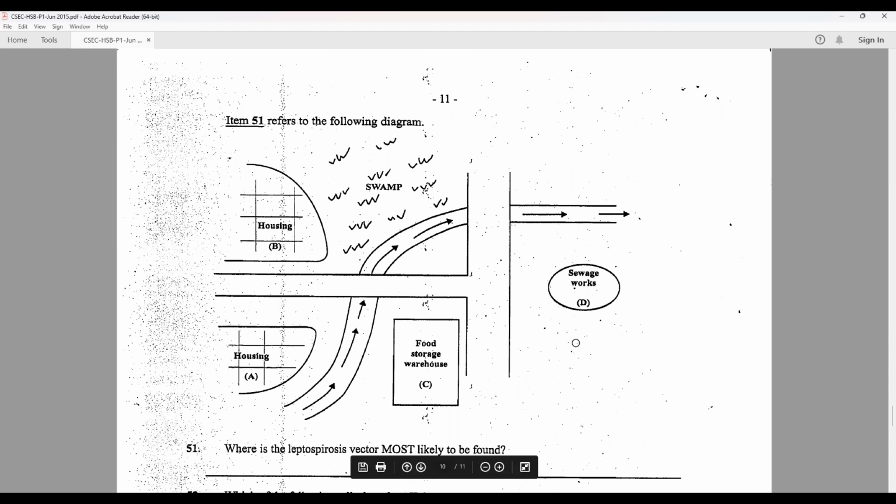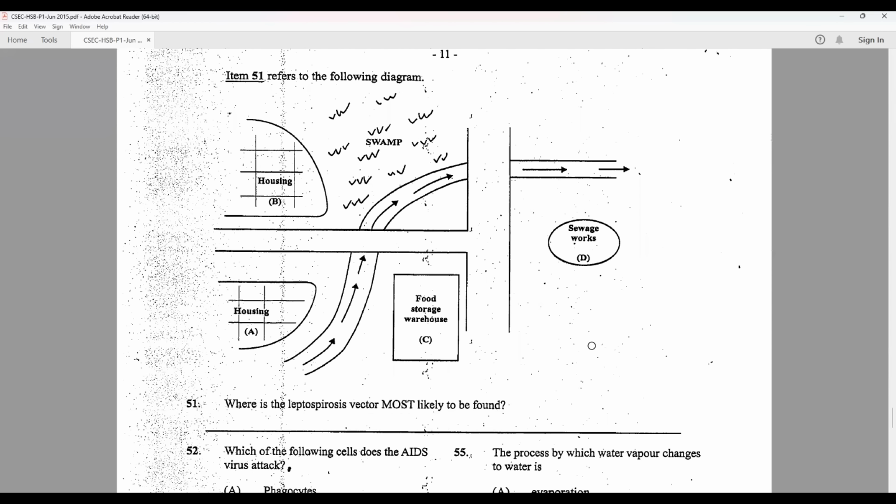Item 50 refers to the following diagram. We have an overlooking property. This is housing. We have a food storage warehouse. Sewage works, swamp. This looks like a road passing here, a waterway passing here, some more road passing here. Where is the leptospirosis vector most likely to be found? We are thinking leptospirosis, we are thinking rats, rodents, and they are most likely to be found in the food storage warehouse, C.